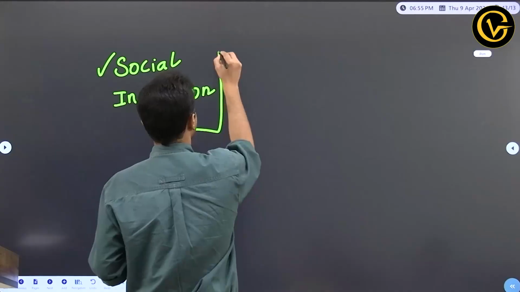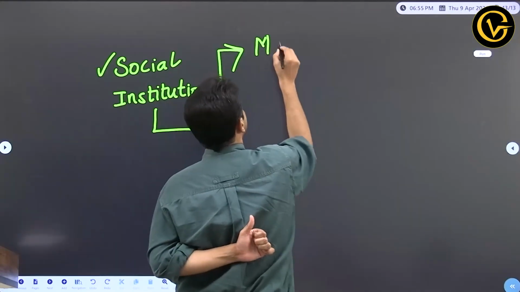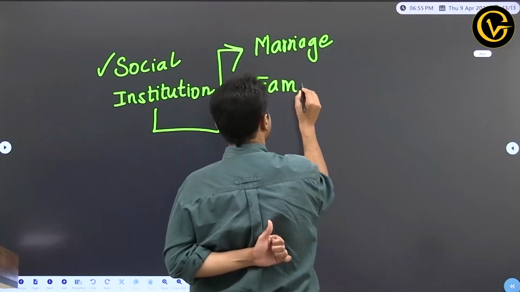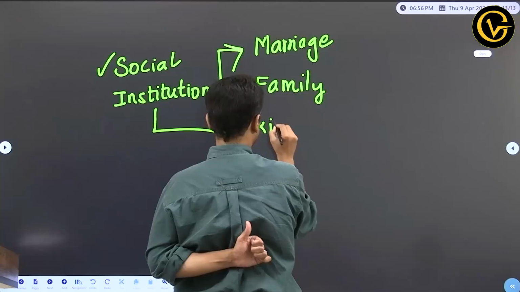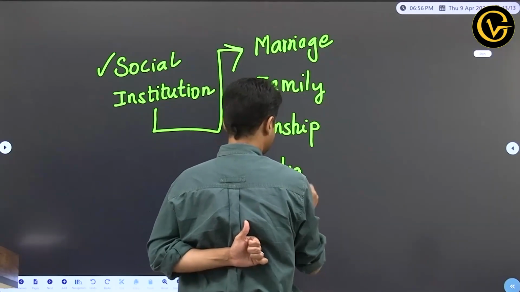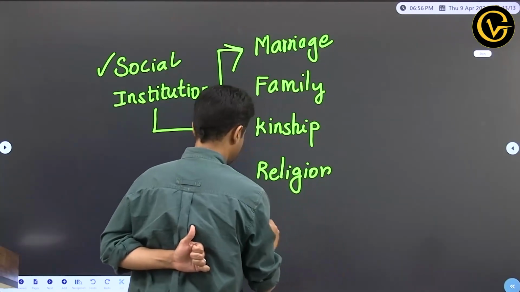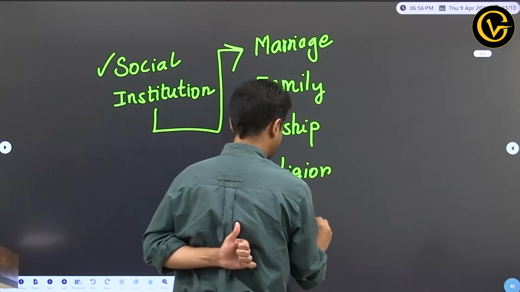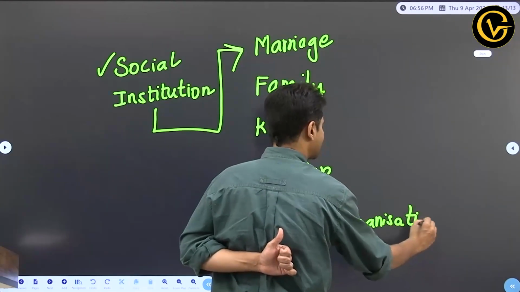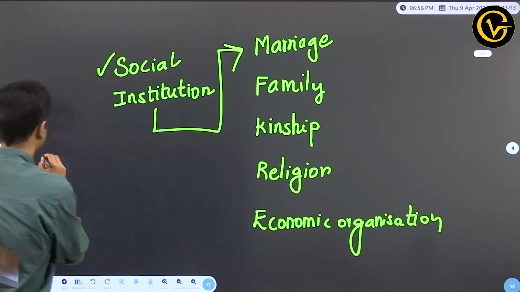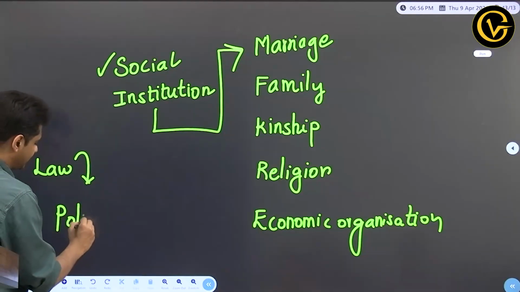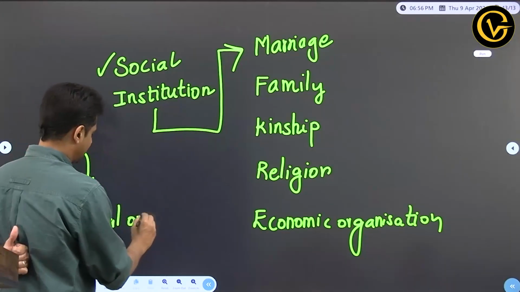Let's say, what are the social institutions? You already know. Marriage, family, kinship, religion, economic organization, all these are part of the society. I did not write political organization, which I usually write, because law comes under political organization. Law generally comes under political organization.